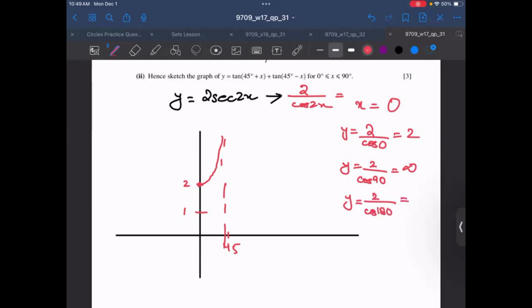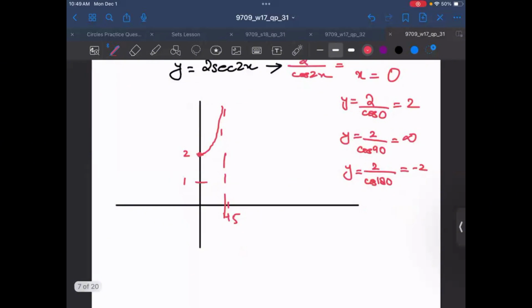And that will be equal to, now if we substitute cos of 180 in the calculator, cos of 180 is minus 1. 2 divided by minus 1 is minus 2. So at 45, it was infinity. Then we'll have minus 1, let's say over here, minus 2 over here. And let's say this is 90. So it is minus 2 at 90.